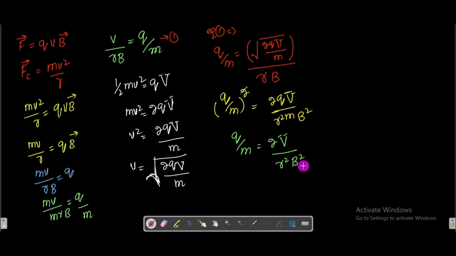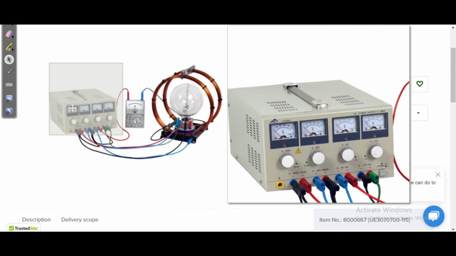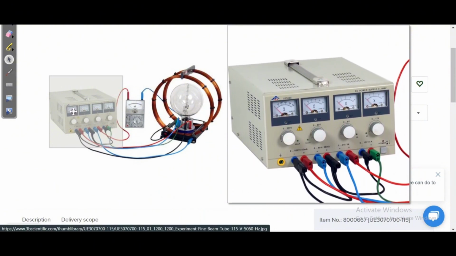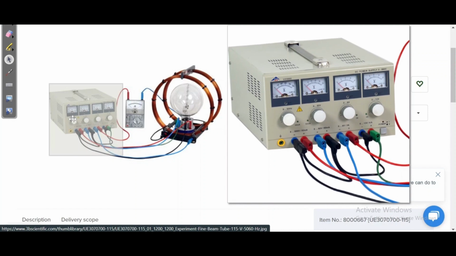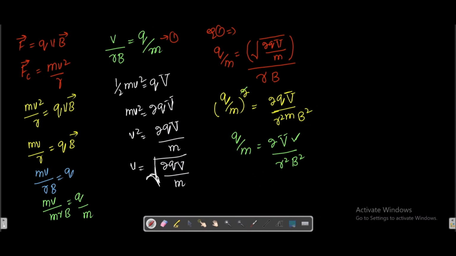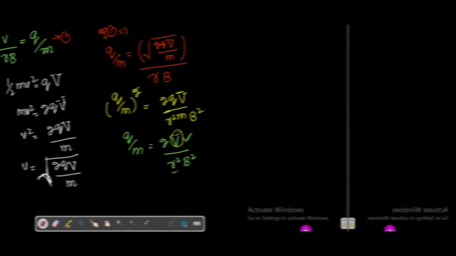For this equation, this v is actually given by this device. The v is the potential, which is given by this device, and we have the voltmeter and this device. This v is known, and this is the constant, we know about this. Now how to find this r? r is actually the radius of the circle.